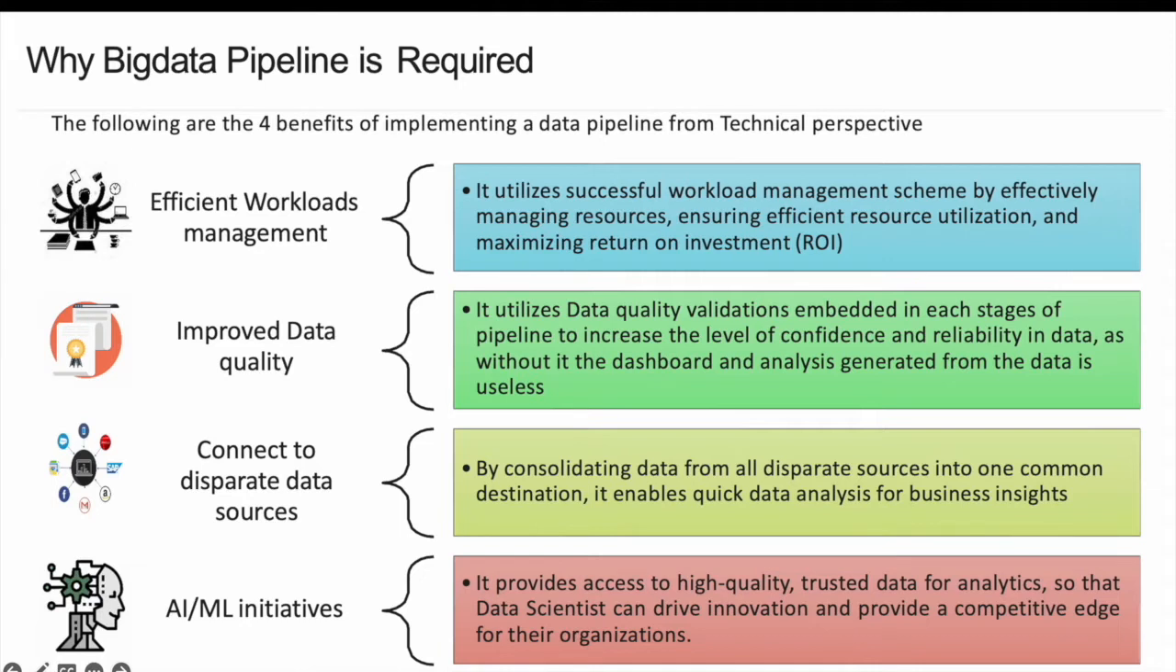Then the third part is connecting to disparate sources. This is where you connect to the data. It should be in such a manner that it can connect to all types of data, for example data from WhatsApp, Facebook, Gmail, SAP data, database data, or an Excel sheet.